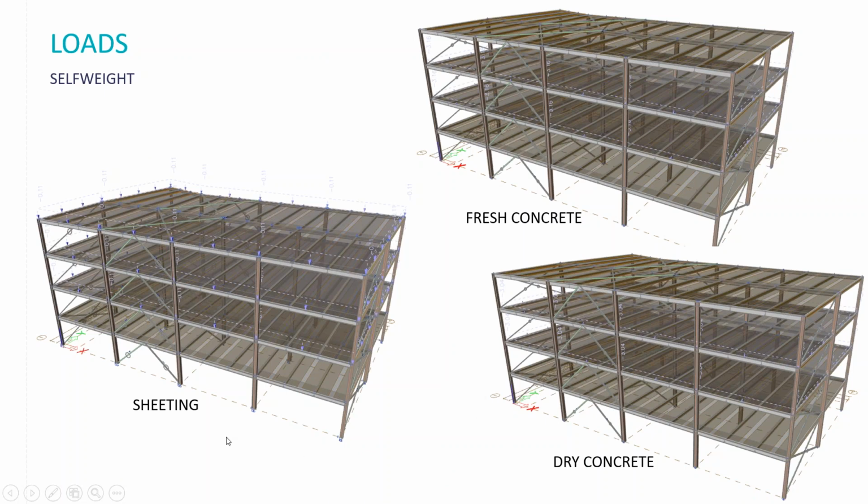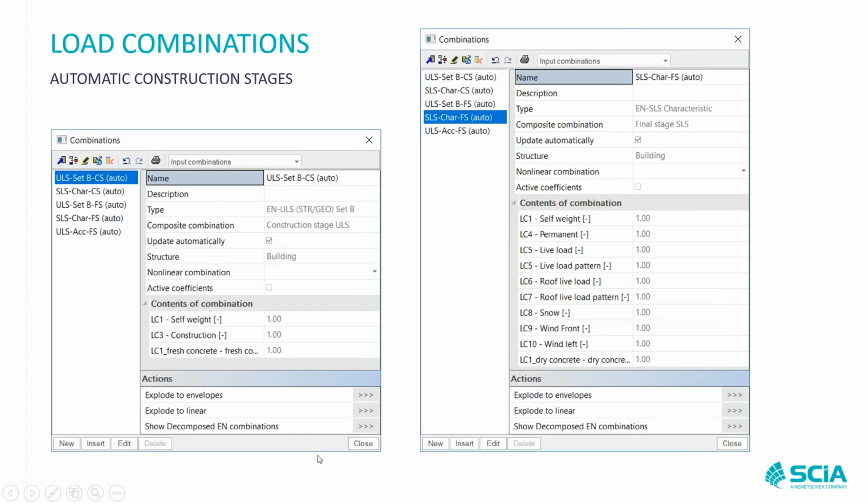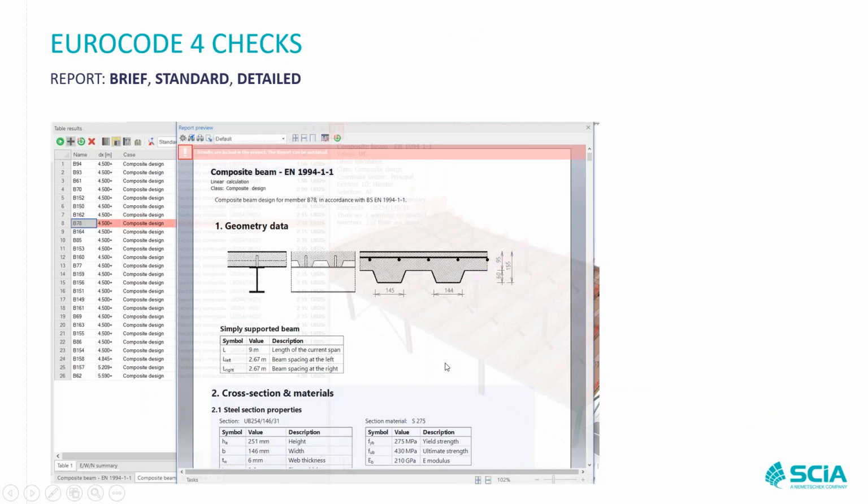About the loads, here was the load of the sheeting, load of the fresh concrete, and the dry concrete. Also, taking into account stages, this property is very important: construction stage, final stage long-term, final stage short-term. Automatic combinations. So this is also in the framework of automatic construction stages, that the automatic combinations are generated per stage and per limit state.